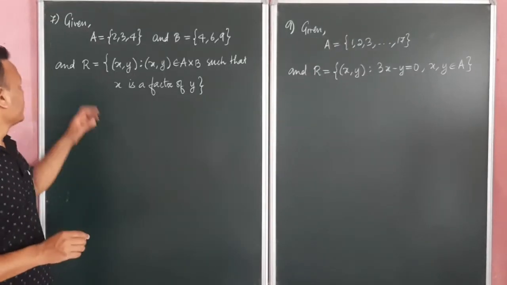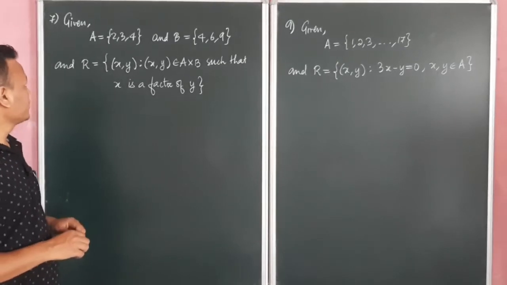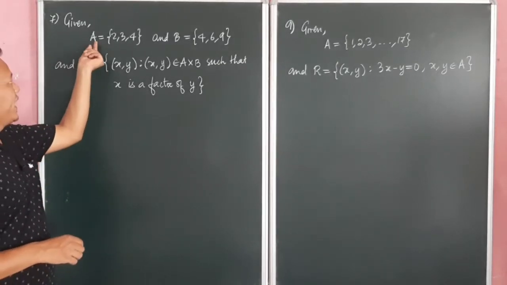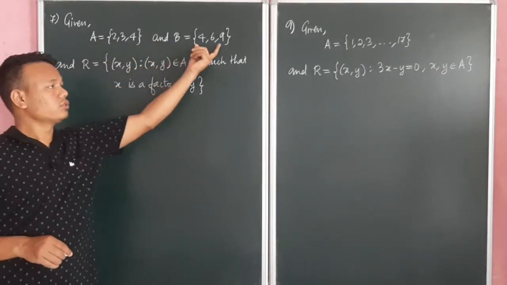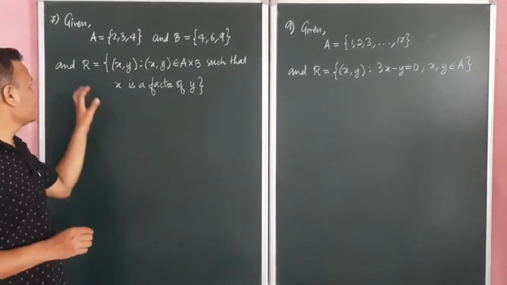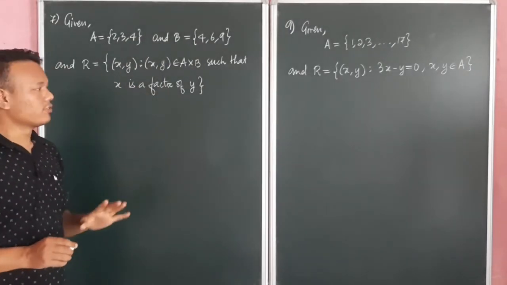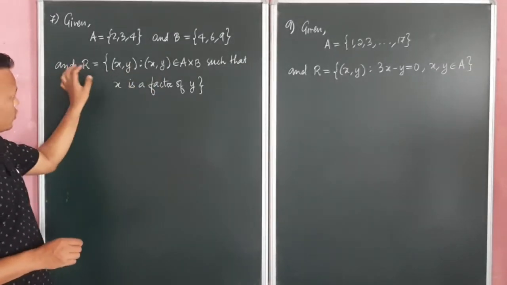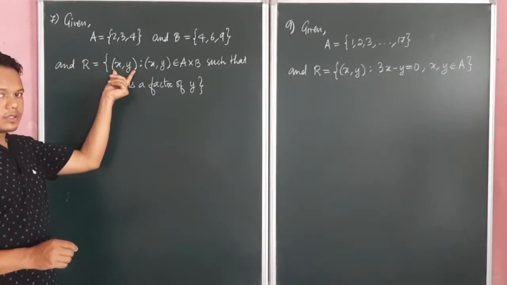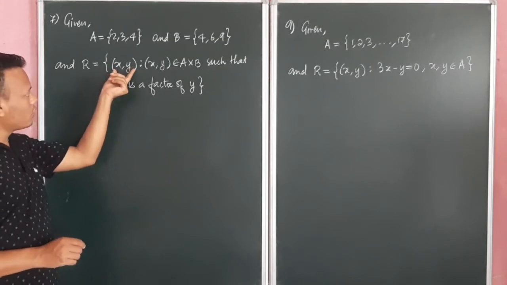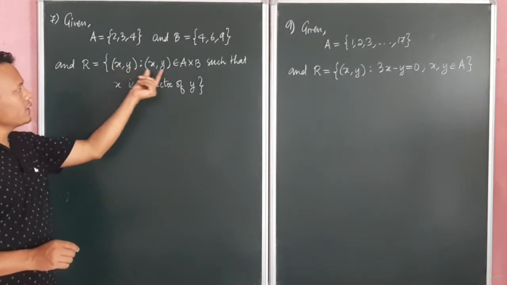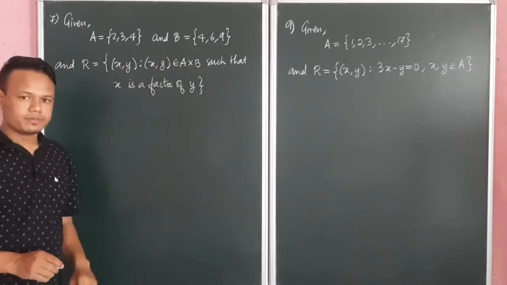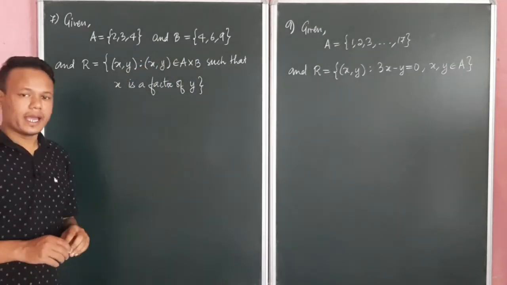Okay, let me take question number 7. So question 7 says, given A equals to this set and B equals to this set. Okay, and the relation is defined in this way. Now let's try to understand what is the meaning of this relation. So in this relation we have ordered pairs, and from where is this ordered pair coming? This ordered pair is coming from A cross B, that is the Cartesian product of A and B.